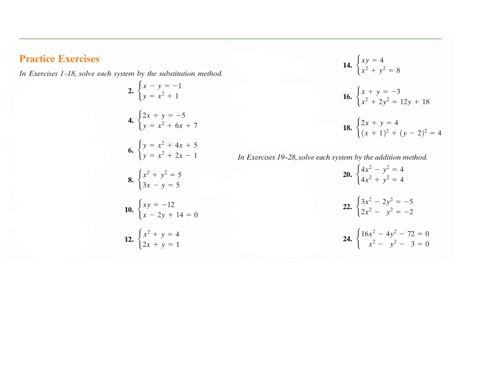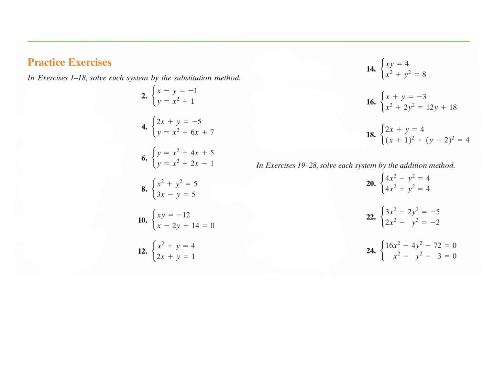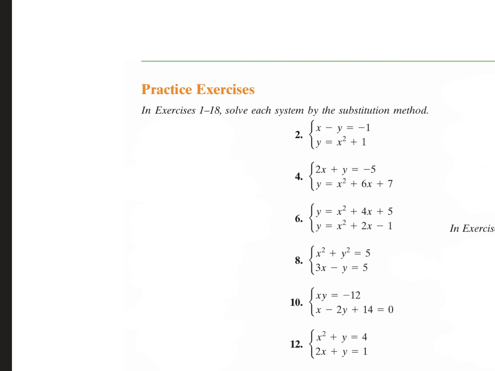So on your next page, you're working with different exercises here. For the first one that we see, number 2, you're given x minus y is equal to negative 1, and y is equal to x squared plus 1. If we plug in this x squared plus 1 for y in the top equation, literally, we're just taking this and plugging it in to the top.